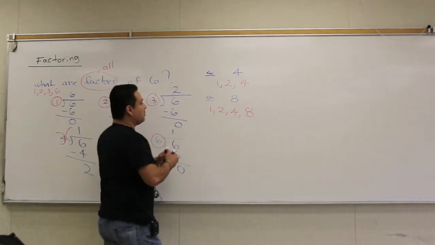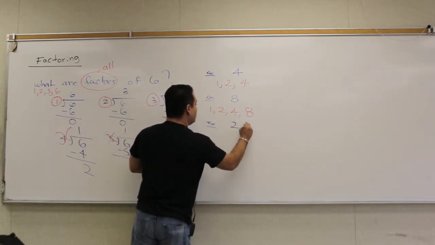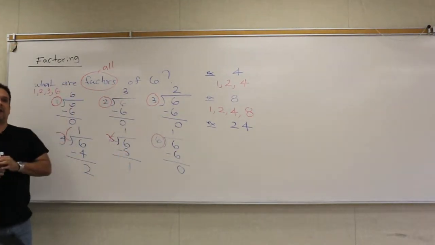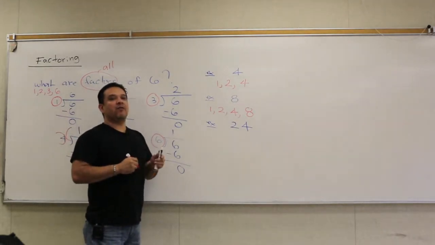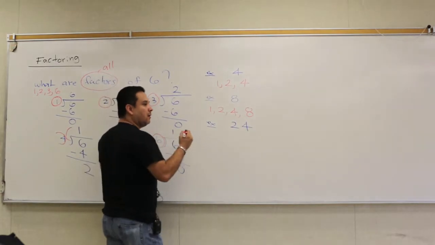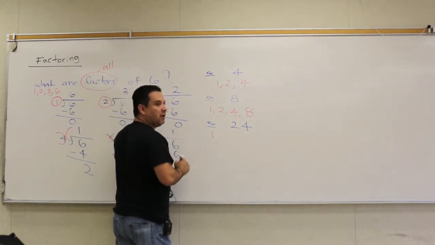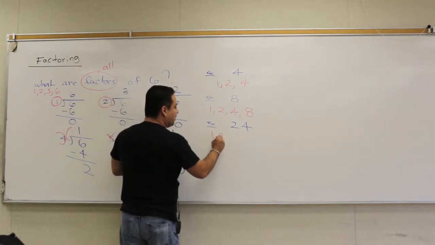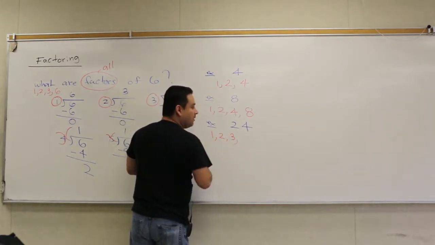Let's try this out. How about the number 24? We'll go through it. How do you guys want to do this again? Systematically. Start with the number. What number do you want to start with? 1. Okay. Is 1 a factor of 24? Yeah. What else? 2. Good. And then? 3. Okay.